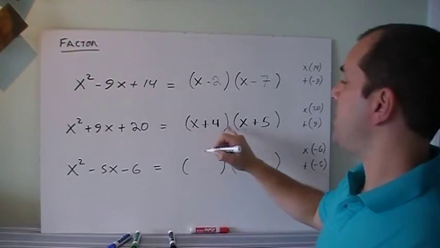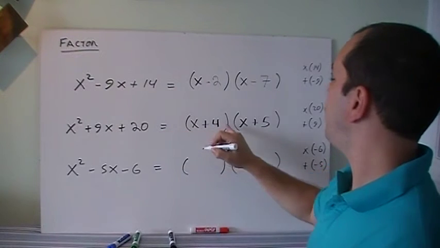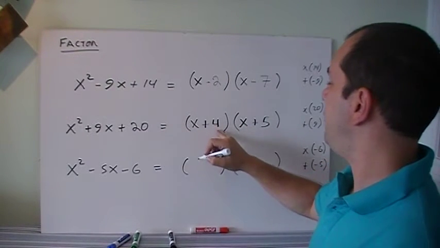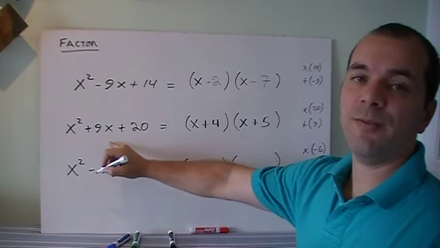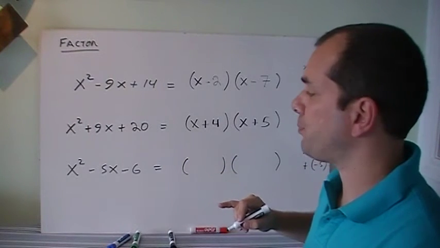And let's check. X times x is x squared. 4 times 5 gives me 20. And now it's 4x plus 5x gives us 9x. So we know we got that right too.